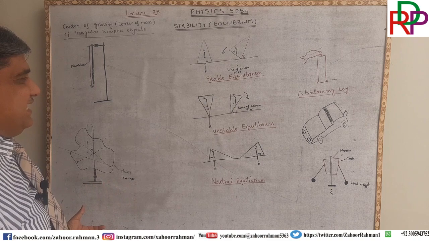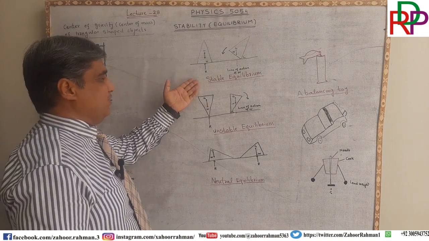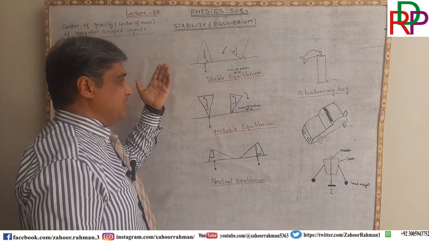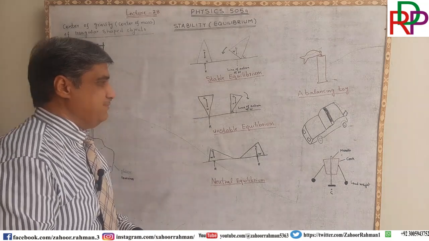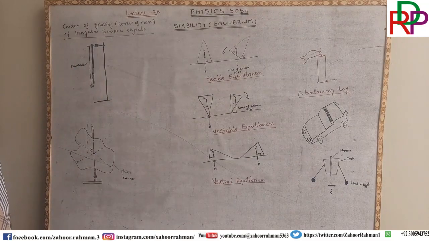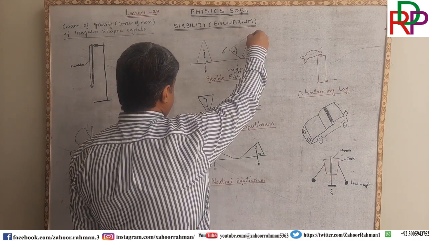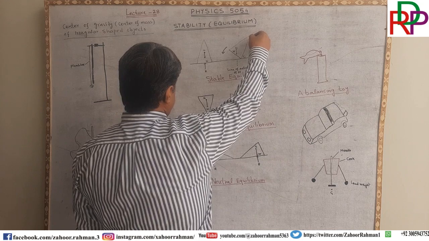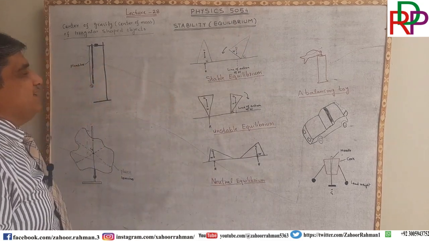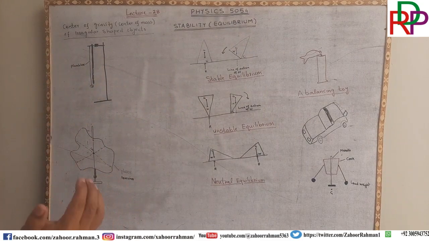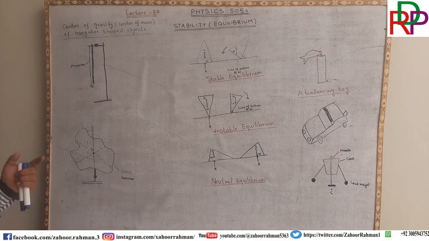So in this case, this is stable equilibrium. Stable equilibrium is that type of equilibrium in which, if the body is tilted slightly, it comes back to its original position, that is a stable equilibrium.